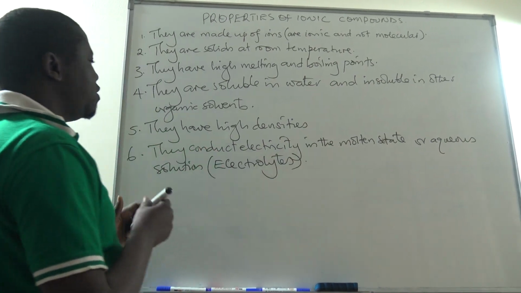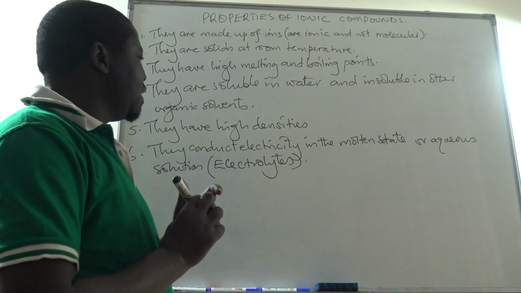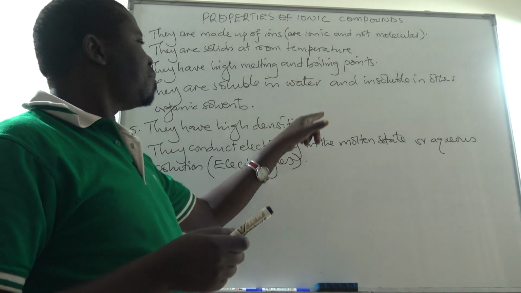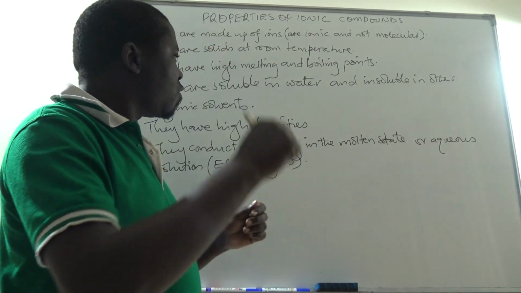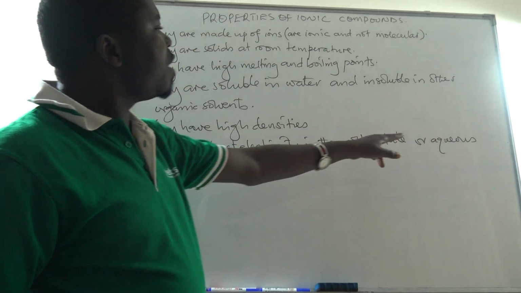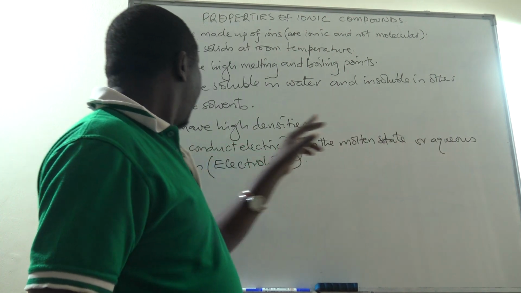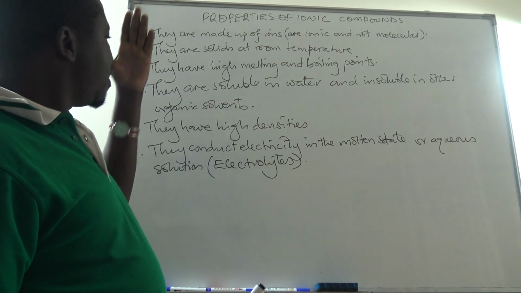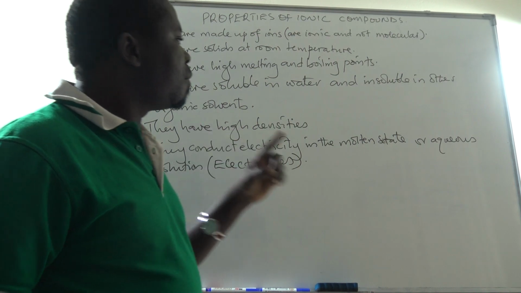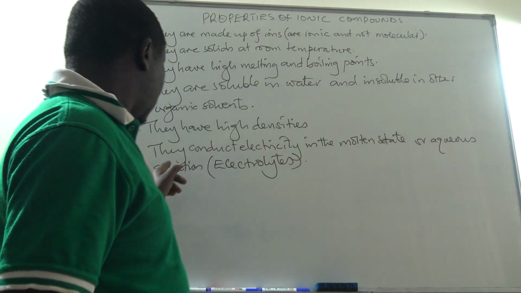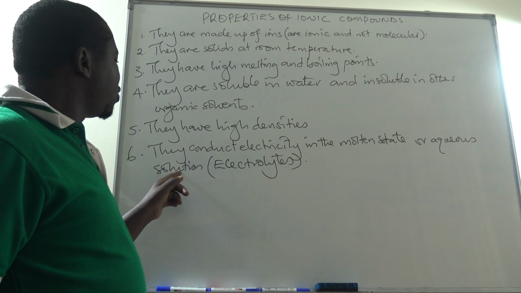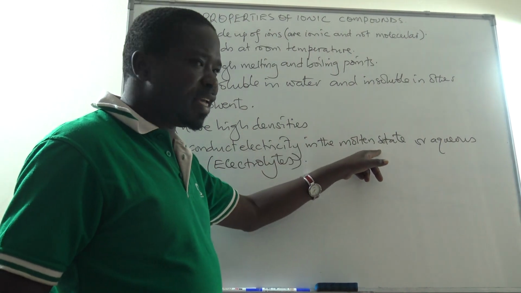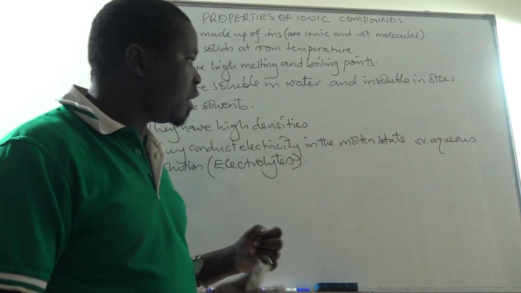They conduct electricity in the molten state. That means when you heat it and it melts, then the melt can conduct electricity. Or when you dissolve it in water, then it forms a solution. It is soluble in water. Now, when you dissolve in water, it forms what we call an aqueous solution. And then the aqueous solution, as well as the melt in this case, conducts electricity.